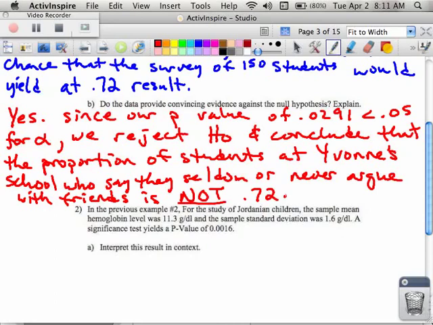So this is what we were talking about before. Our p-value was less than the alpha. They didn't tell us the alpha, but we know that if they don't tell us, we assume it's 0.05. So this is p, and this is alpha, and when p is less than alpha, that's when we do this.